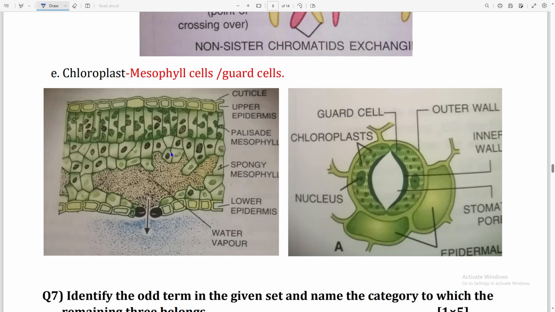Chloroplast location. You can write mesophyll cells, you can write guard cells. Mesophyll cells consist of palisade mesophyll and spongy mesophyll. So you can mention palisade mesophyll, you can mention spongy mesophyll, you can mention only mesophyll cells also. Also you can mention in the guard cells. So the guard cells which surround the stoma, they also consist of chloroplasts. Remember, these epidermal cells lack the chloroplast. You don't find any chloroplast in the epidermal cells.